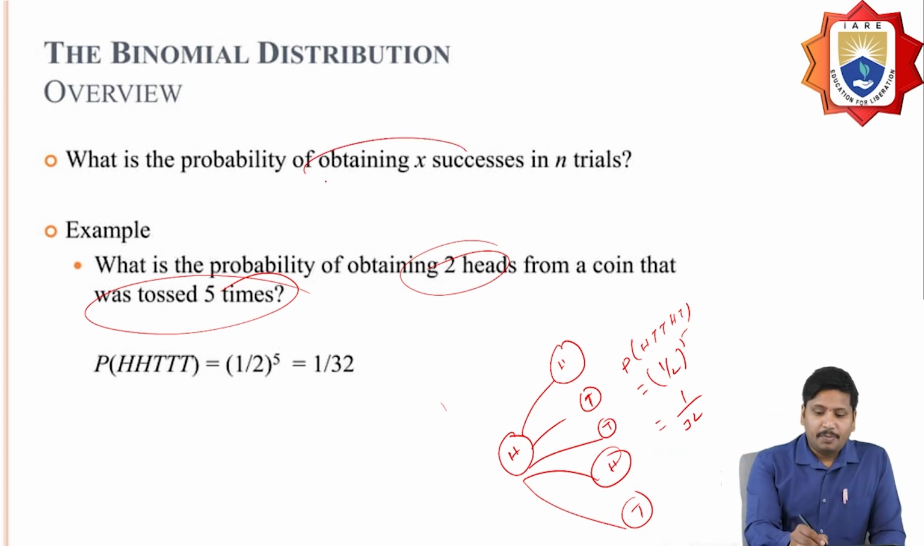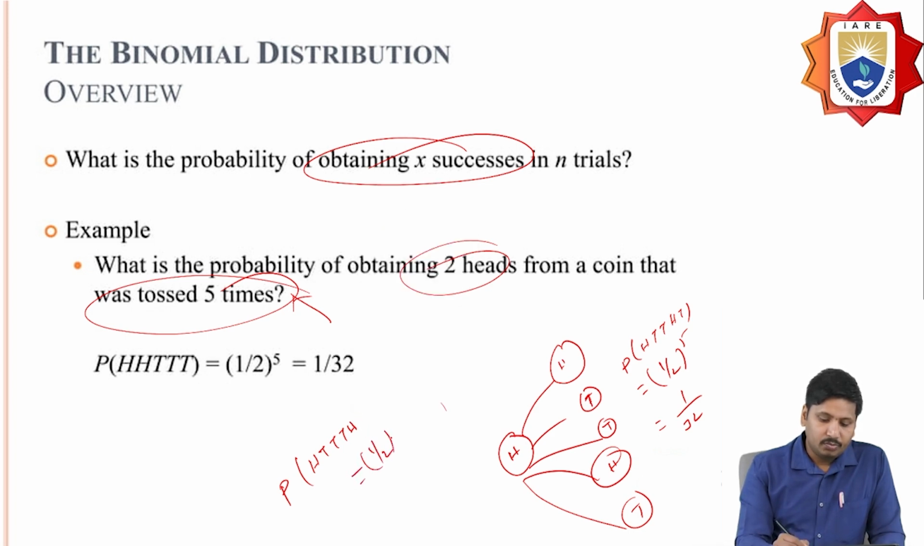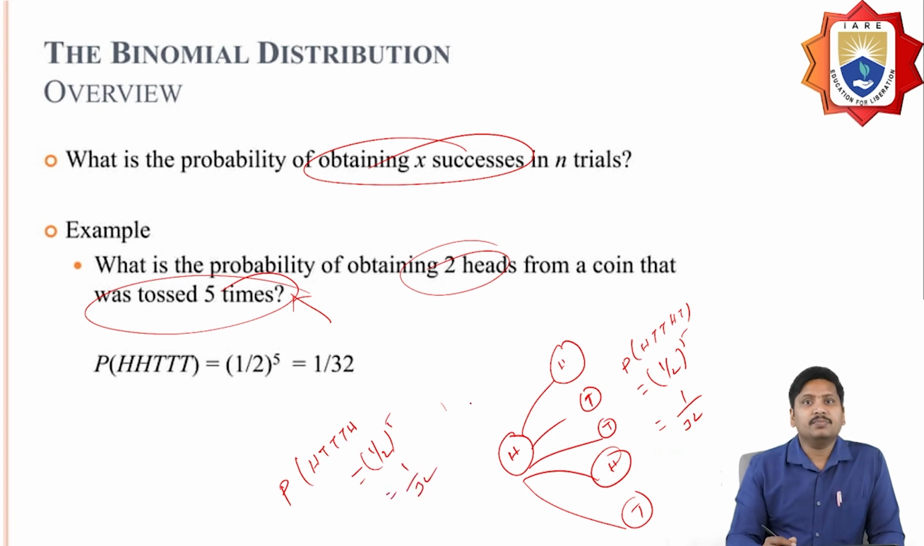So the probability of obtaining x successes in n trials is given by the binomial formula. I want to find the probability of two heads when I toss the coin 5 times. So the probability of getting two heads is 1 by 2 power 5. That should be 1 by 32.